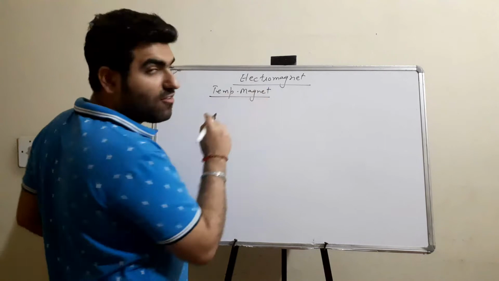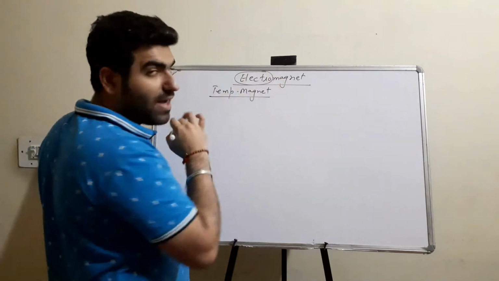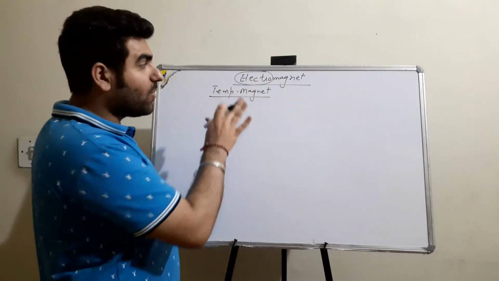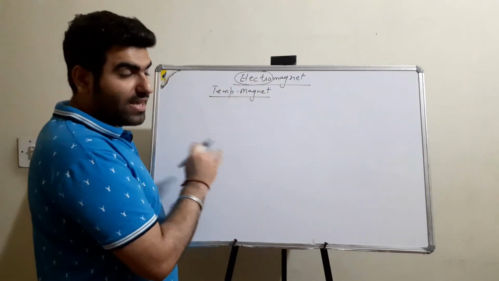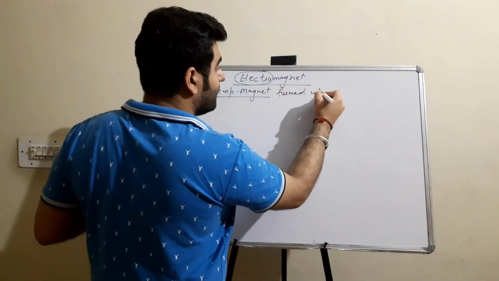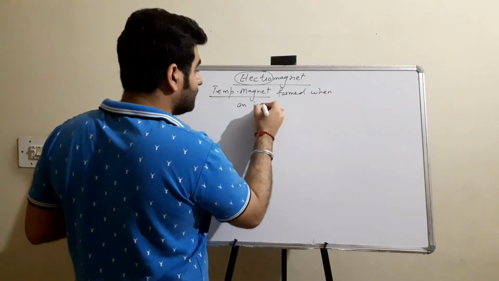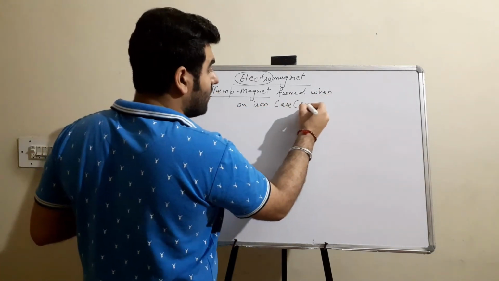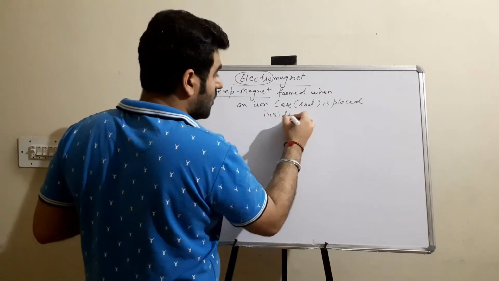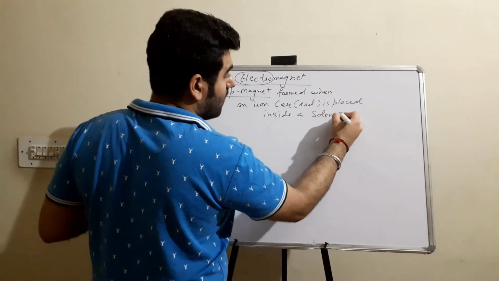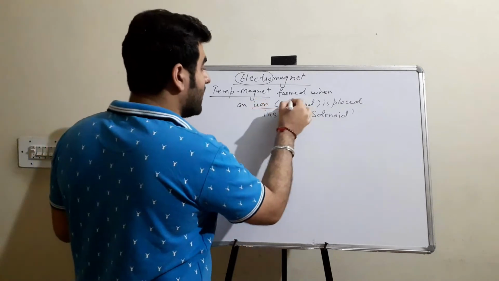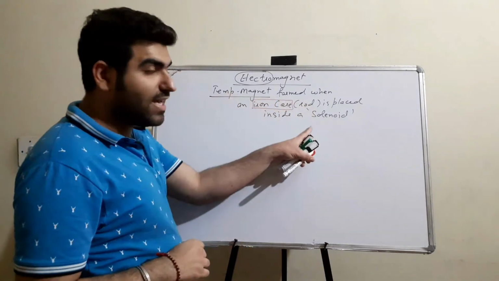It will show the property of magnetism as long as the current is being passed. As the name suggests, it is an electromagnet, so as long as we are providing the electricity, it will retain its magnetism. So this is a temporary magnet formed when an iron coil, iron core or iron rod is placed inside a solenoid. It means this iron core will show the property of the magnet when it is placed inside a solenoid.